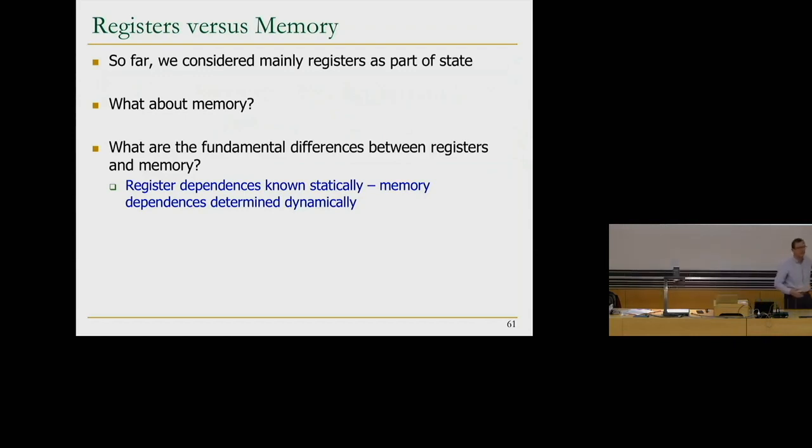So you don't know the memory address of an instruction at the beginning of the pipeline, in the decode stage. And this is the cause of all of the headaches that we're going to have. On top of this, these addresses are not small, they're large. Register state is very small. We looked at 32 registers, 64 registers. Memory state is huge. The addresses are very large, right? So this is going to double our headache a little bit.